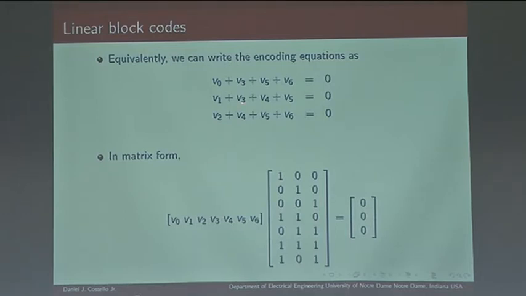Yeah. That's equal to 0. And the third equation is V2 plus V4 plus V5 plus V6. That represents this equation, which is equal to 0. So this is a matrix representation of this.